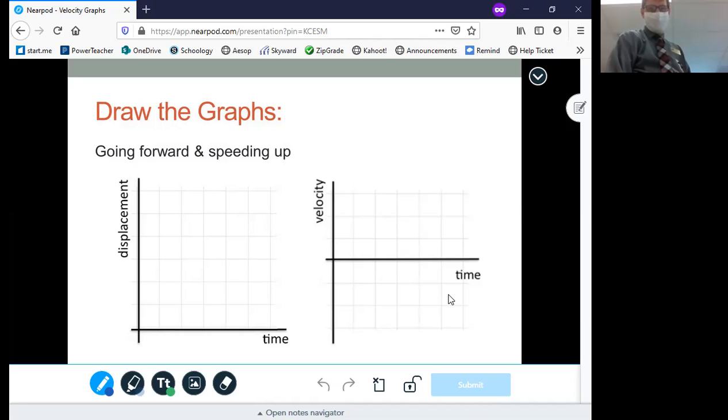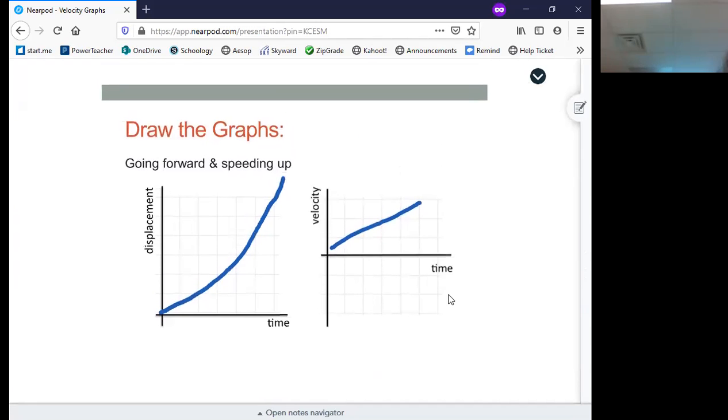All right, let's look at Samantha's. Samantha, could I ask you to explain yours? So we're going forward because I'm going up in that first graph, right? Why am I speeding up? How does it show me that I'm speeding up? It's going up and it's getting steeper and steeper, right? Yep, so that's right. So that's the displacement.